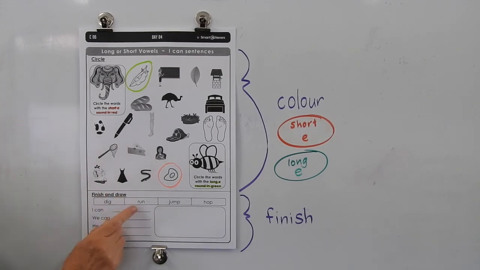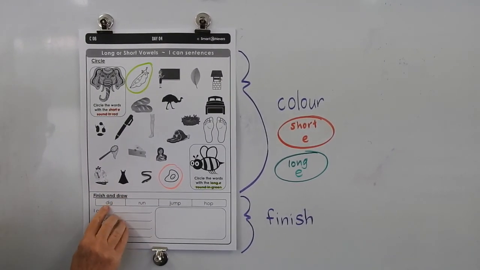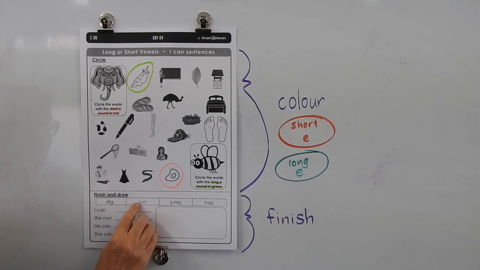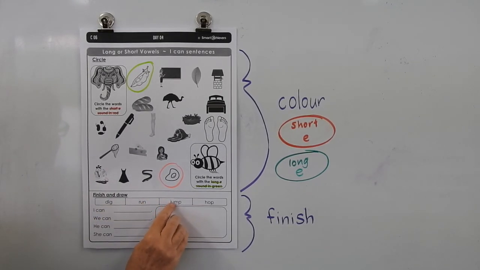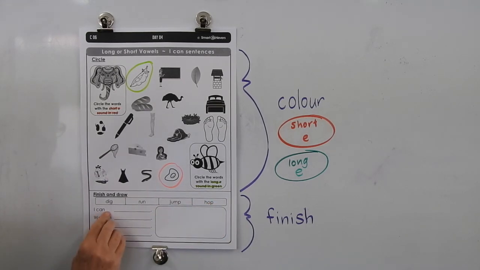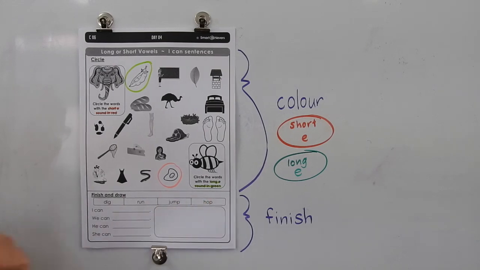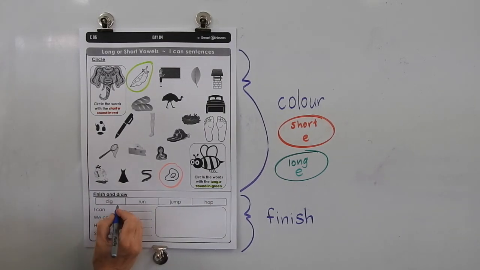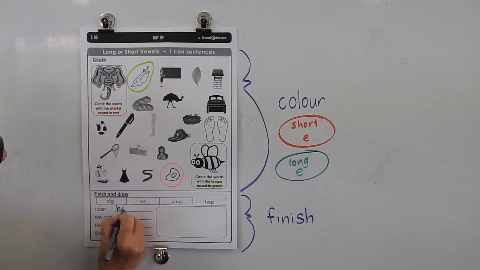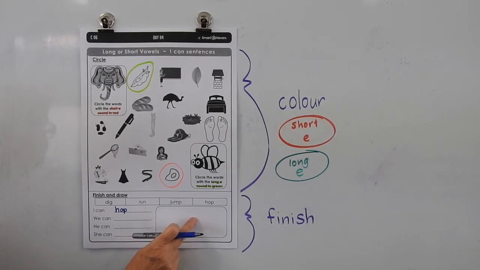Down the bottom here, we're going to finish off the sentence with these words. Finish and draw. We've got d-i-g, dig, r-a-n, run, j-u-m-p, jump, h-o-p, hop. I can dig, run, jump or hop. I think I like to hop. I can hop. You can fill them in any way you choose, and you can do that all on your own. When you finish, don't forget to read them again and draw one of the pictures in the box.